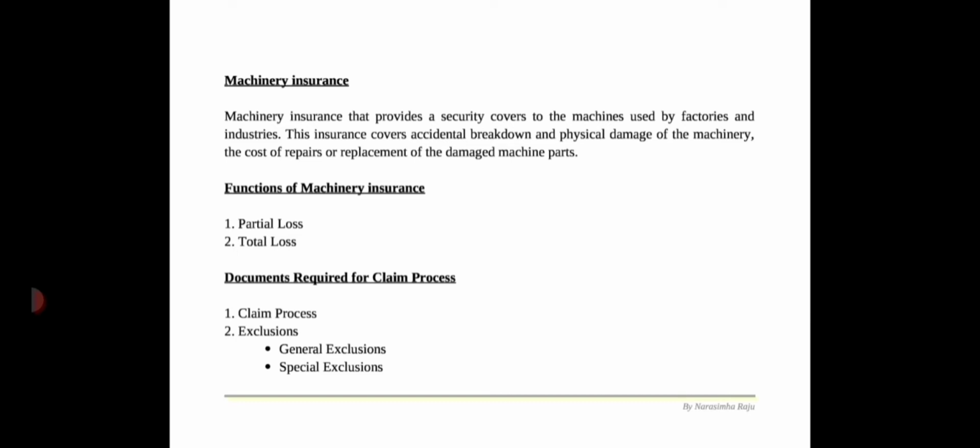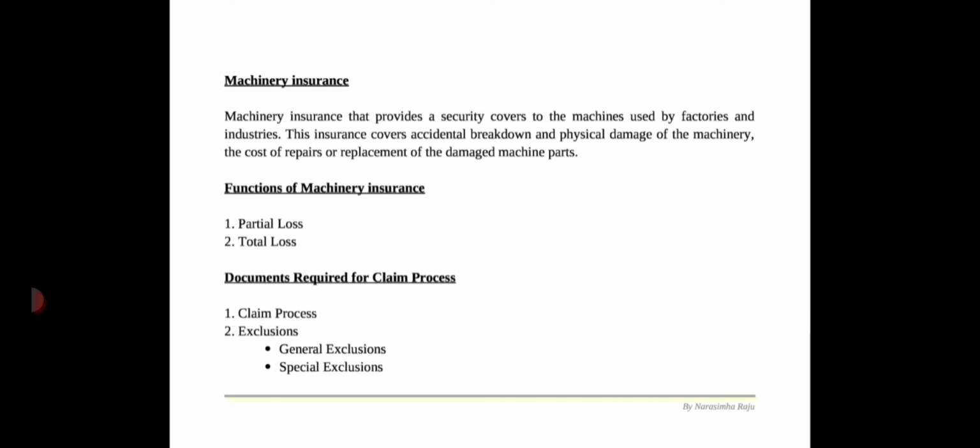And there are two scenarios representing the functions of machinery insurance. They are partial loss and total loss. In case of partial loss to the machinery, the coverage will include the full cost of parts, including labor charges, air freight charges, custom duty and the charges for dismantling and re-erection of the machinery. And the next function is total loss.